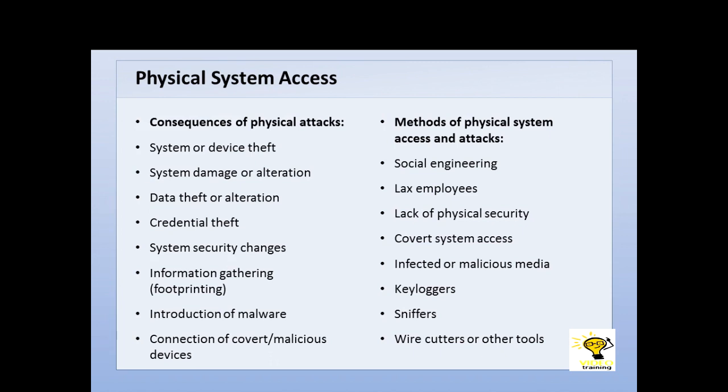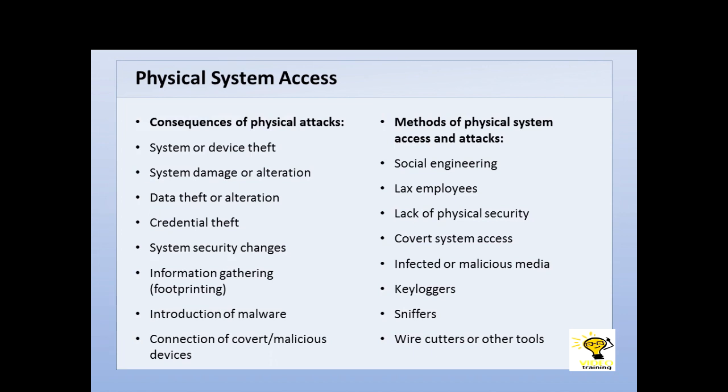Now, these methods of physical system access and attacks include several things, but immediately coming to mind we have social engineering, obviously, because people are your weakest link, and we'll discuss social engineering later on in the course. Lax employees who don't follow procedures, who don't sign in visitors or don't worry about escorting them, for example. A lack of physical security controls in general. What if there are no closed circuit televisions?